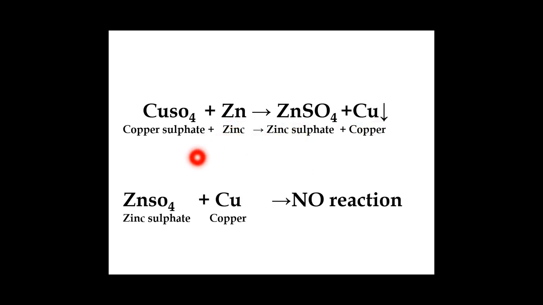As one element displaces another element from its compound, this is known as single displacement reaction. In single displacement reaction, a more active metal displaces a less active metal. Zinc is a more active metal than copper, so zinc displaces copper from its compound. But you won't get a reaction between zinc sulfate and copper. Why? Copper is less active than zinc. So copper will not displace zinc from its compound. So you'll get no reaction.